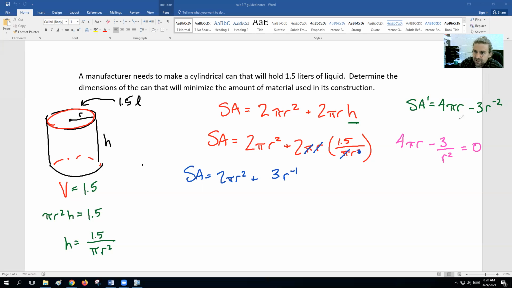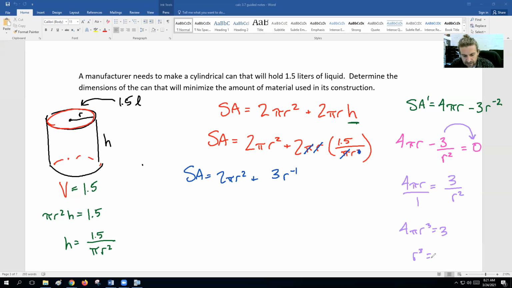You guys have probably seen problems like this now. We're going to move that over to the other side. So when does 4 pi r equal 3 over r squared? We're going to cross multiply and solve for r. When does 4 pi r cubed equal 1 times 3, which is 3? So we can divide by 4 pi.